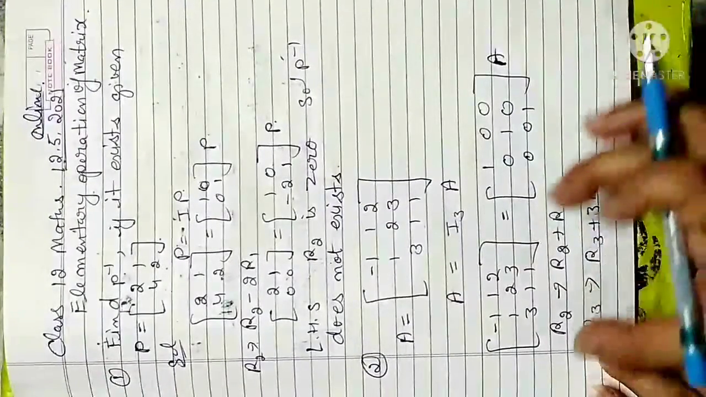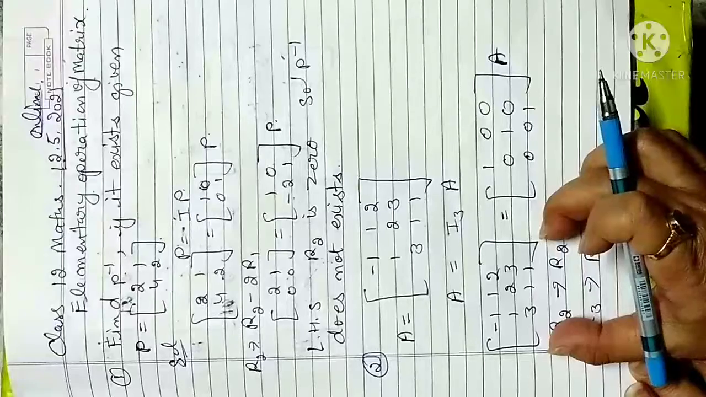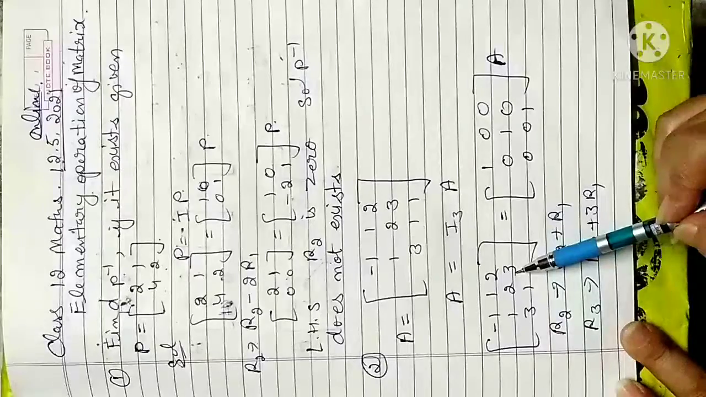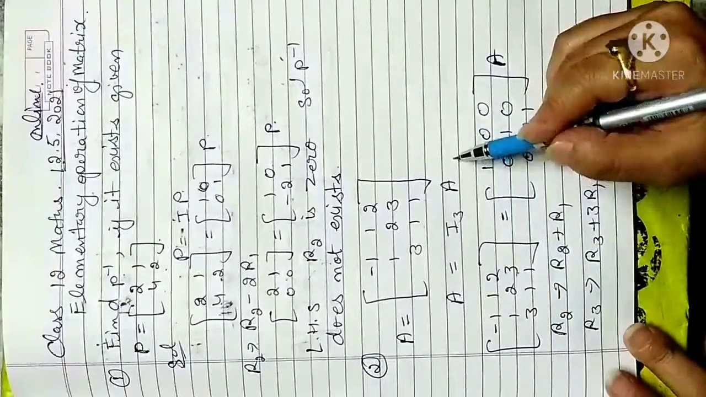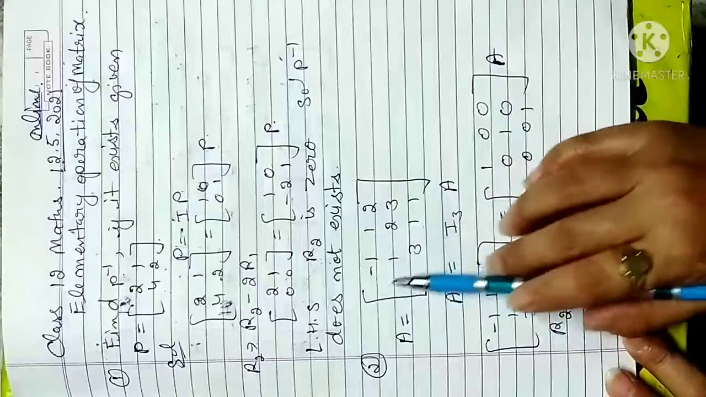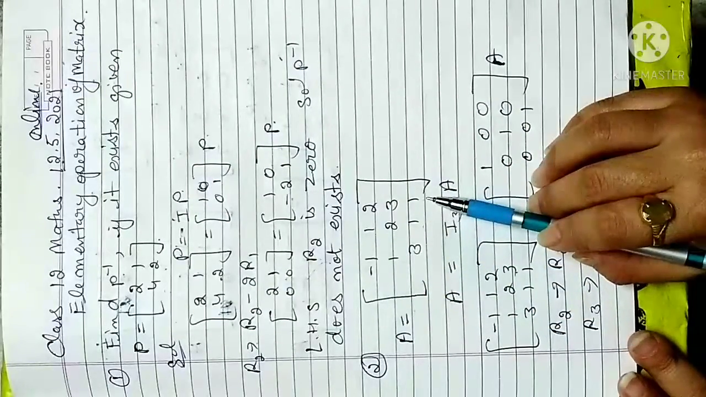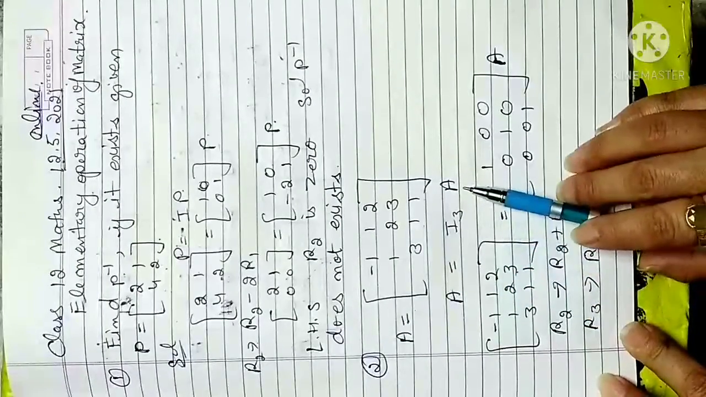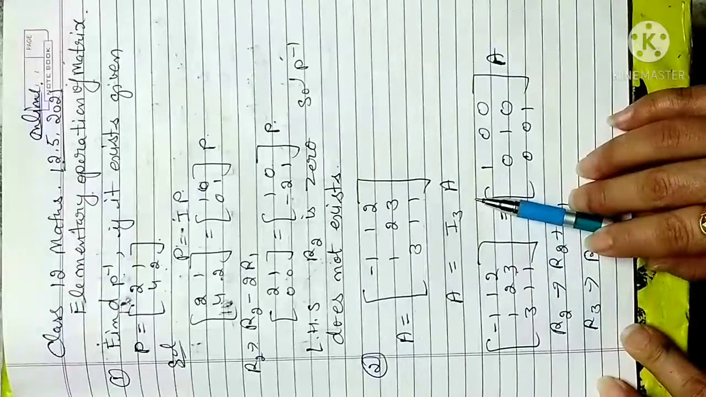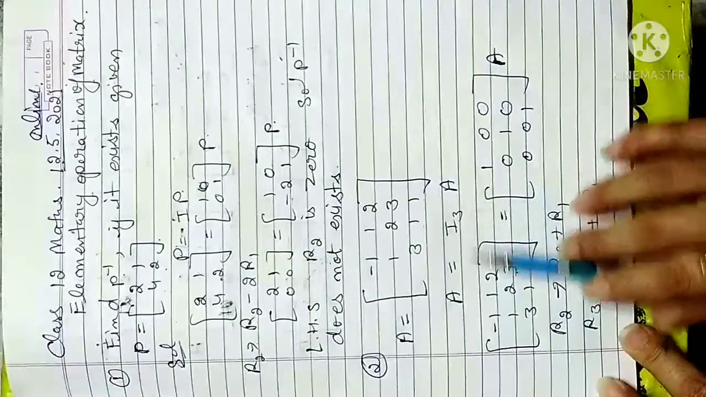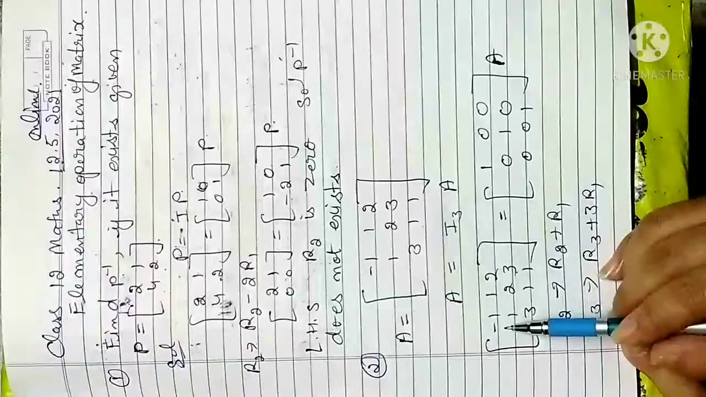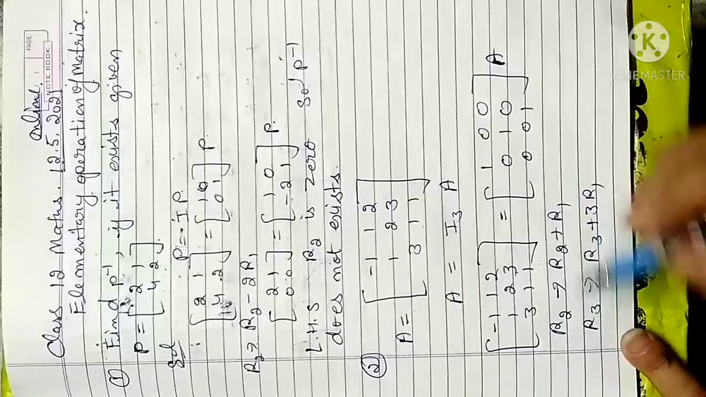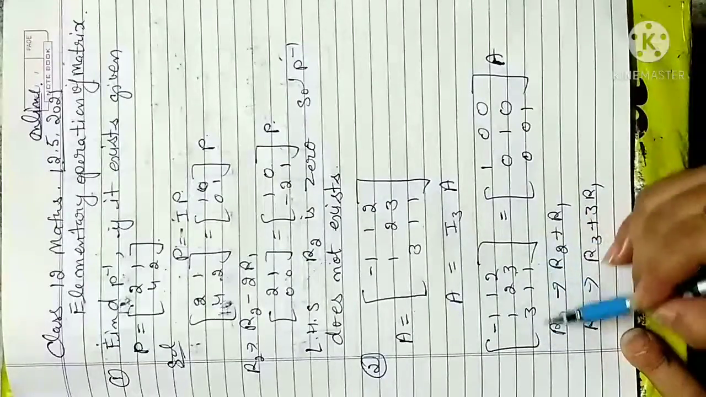So I told you, first you have to concentrate on the left hand side. Try to make this left hand side matrix the same as your identity matrix. If I have a 3 by 3 matrix, first I go with A equals IA, because that is the same thing. If you multiply any matrix with the identity matrix, your answer is the same. So here it is minus 1 1 2, 1 2 3, 3 1 1. First of all, I try to target this as the identity matrix.